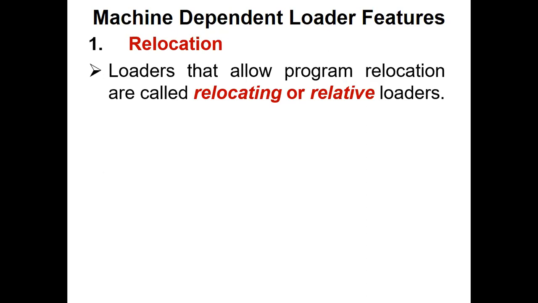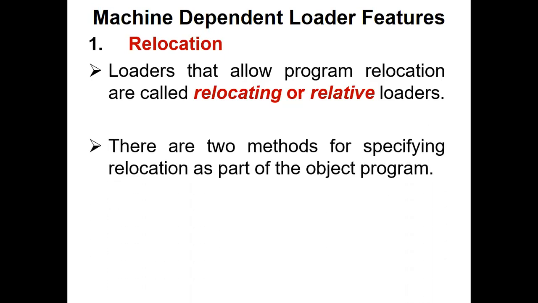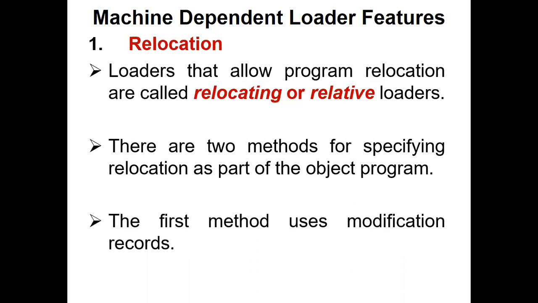Loaders which allow program relocation are called relocating or relative loaders. Okay, that means the loaders which include the information which is required for them to be loaded into the correct memory locations. We call them relocating or relative loaders. Now, there are two methods of indicating relocation as a part of the object program. We have two methods. The first method uses modification records. Okay.